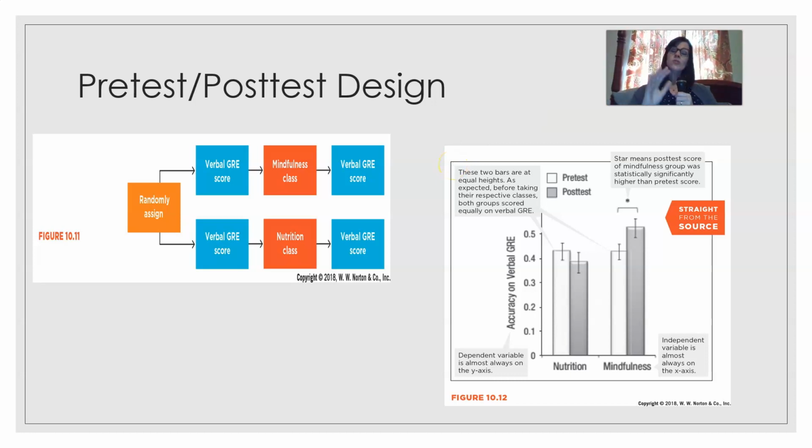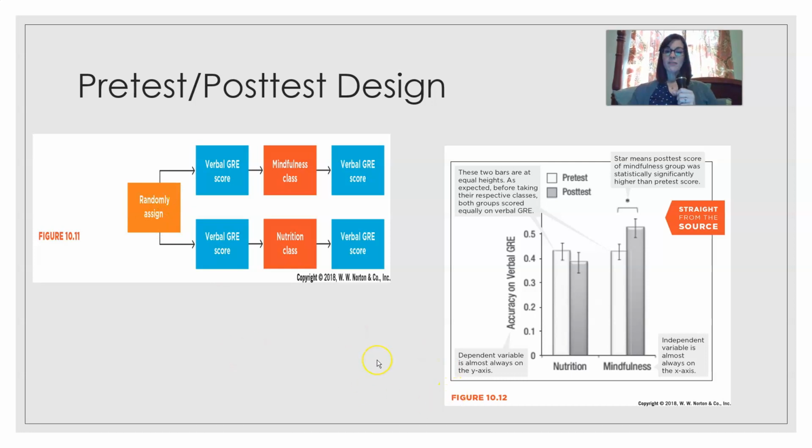We can also do a pre-test, post-test design, and this can be really powerful if you are interested in introducing interventions and you want to make sure that your intervention works. And you want to make sure before you introduce that intervention that your 2 groups are as equivalent to each other on the dependent variable as possible. So again, we're going to randomly assign people.